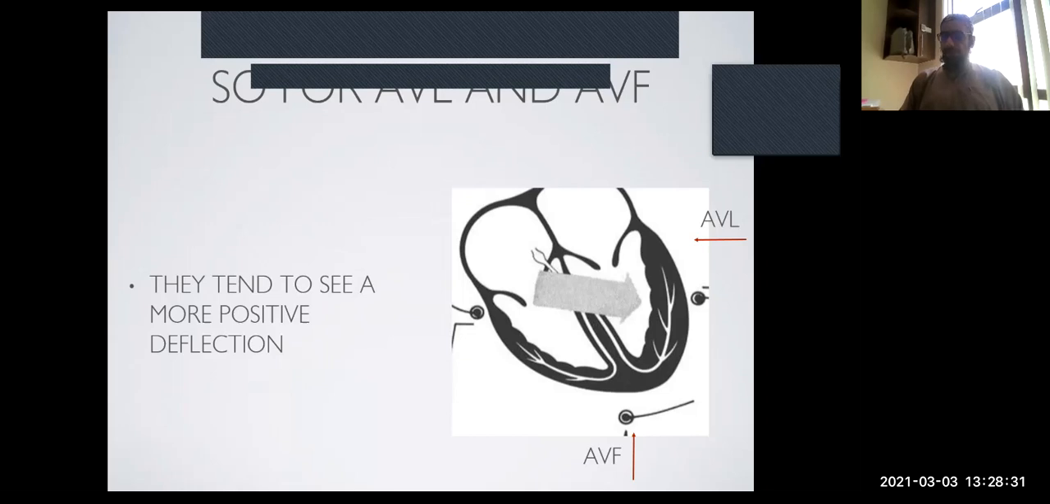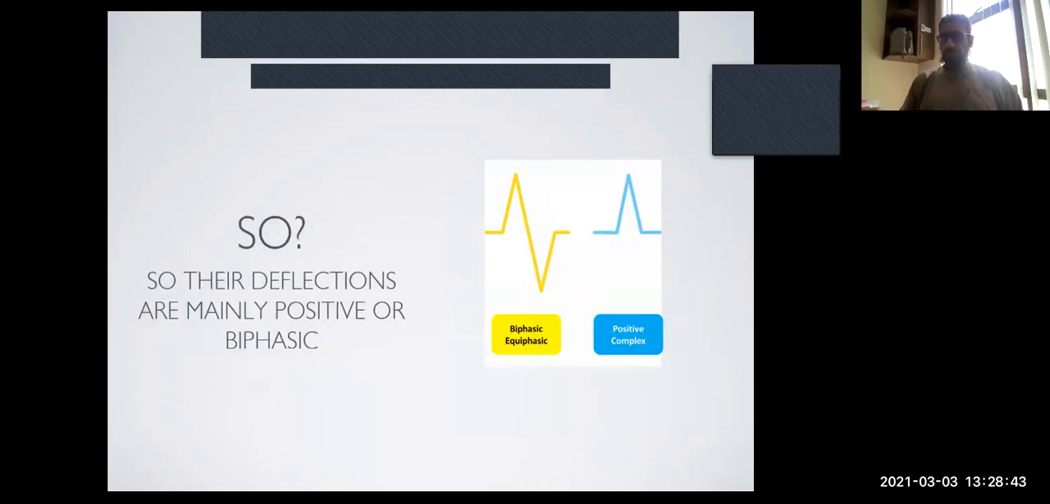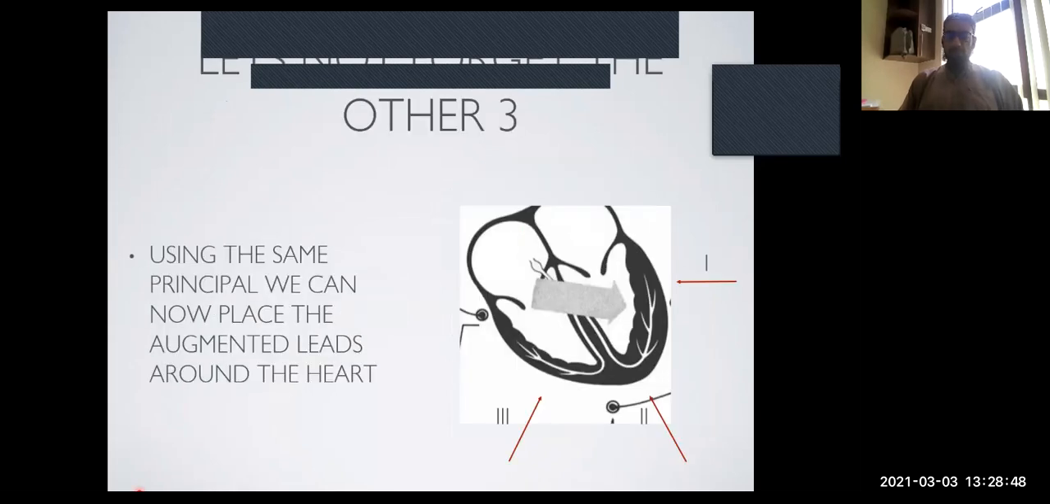Now, I know this has nothing to do with the axis in the meantime. We're going to get to that in a little while, but I just wanted you guys to take note of that. So they tend to see a more positive deflection or biphasic deflections. That's what we're trying to say. Okay, let's move on to the next one.